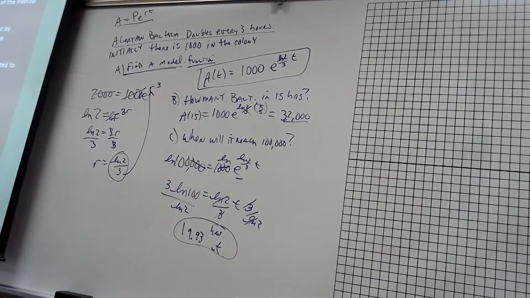Okay? Does that work, Patrick? I was just doing 10,000. Oh, it only said about 100,000. Yeah. Okay? Does that make sense?